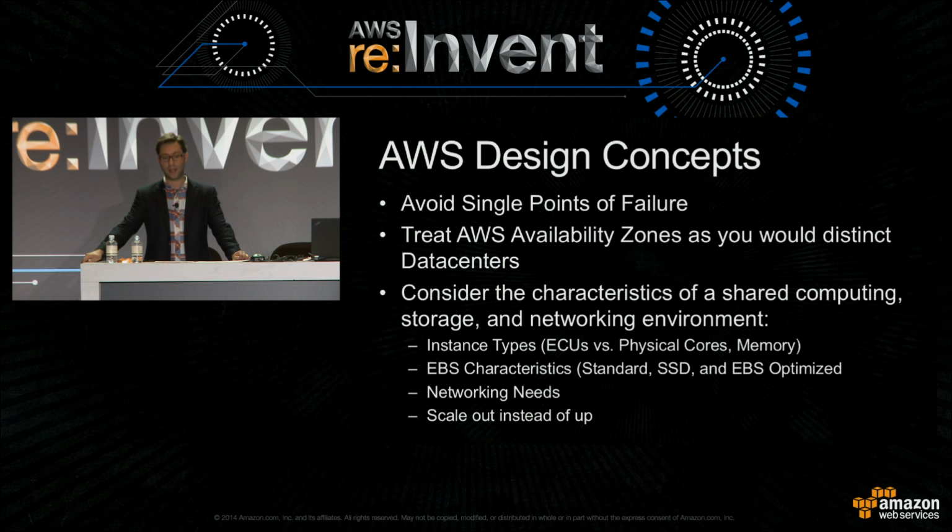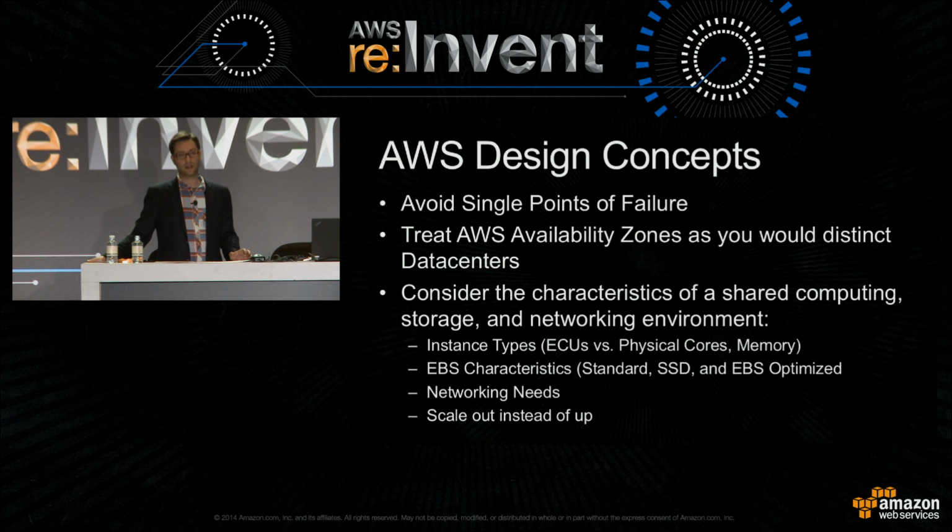You want to treat AWS availability zones as you would distinct data centers. And we'll talk a little bit more deeply about this in a minute. But the concept is that you would typically not have a data center without a domain controller. And you'll probably not want to have an availability zone without one as well.